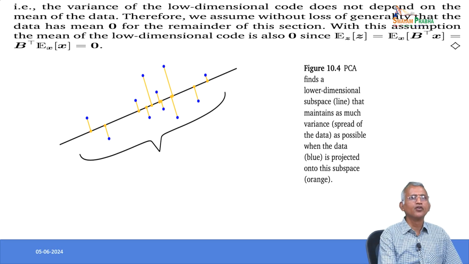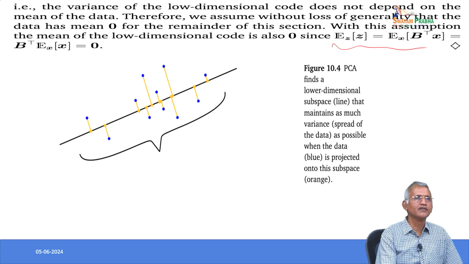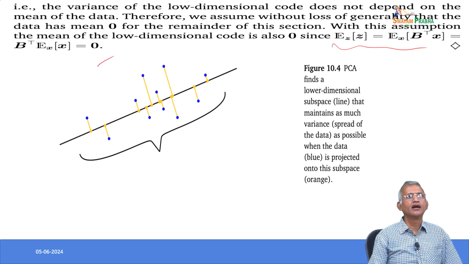So, the variance of the low dimensional code does not depend on the mean of the data. Therefore, we assume without loss of generality that the data has mean 0, and with this assumption the mean of the low dimensional code is also 0. Therefore, expectation of z equals expectation of B transpose x equals B transpose expectation of x, which is equal to 0. So, this way we can incorporate it corresponding to the picture of the linear lower dimensional subspace using principal component analysis.